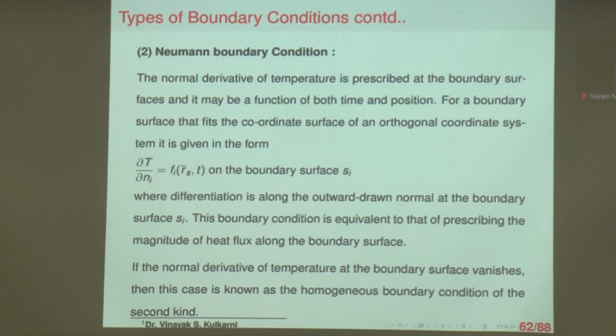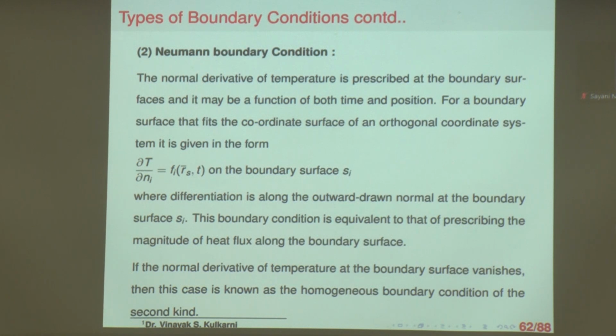The second is known as the second type boundary condition, or the Neumann boundary condition. What is this Neumann boundary condition? It is not temperature but the rate of change of temperature, which is some unknown function f, which is again a function of position and time, sometimes only position, sometimes only time, sometimes both, sometimes constant. All possibilities are open there. So this is a second kind boundary condition, or we call it a Neumann type boundary condition. This is the rate of change of temperature prescribed. As I told you, in the physics language we call it the heat flux.